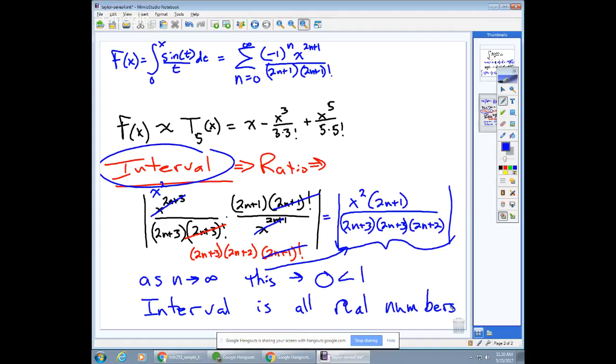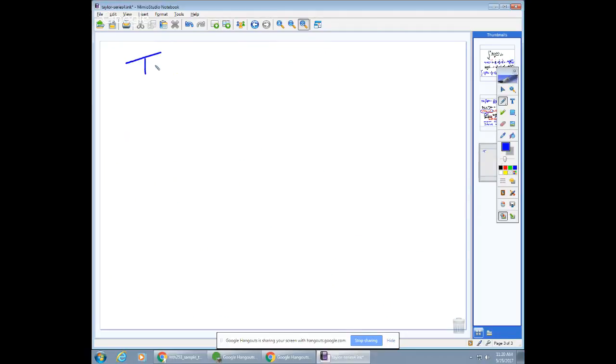Okay, so that's good there. Next thing is we're going to look at how accurate, say, our fifth degree polynomial approximation of this interval is going to be. So a couple of ways to think about it. The first way to think about is Taylor's remainder theorem, which is really Lagrange's remainder theorem.